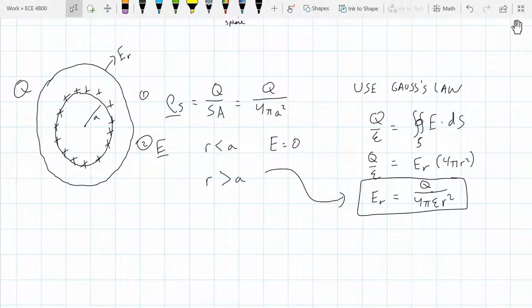So any questions about how we solved that one? Feel free to ask if there's anything that you're not completely clear on. So sigma S is always Q divided by surface area.